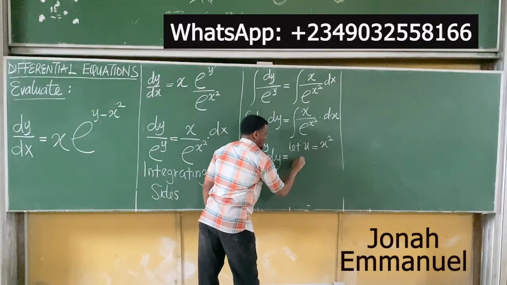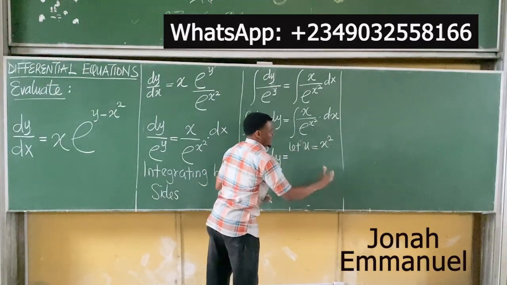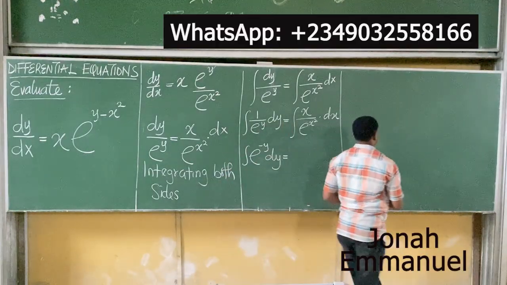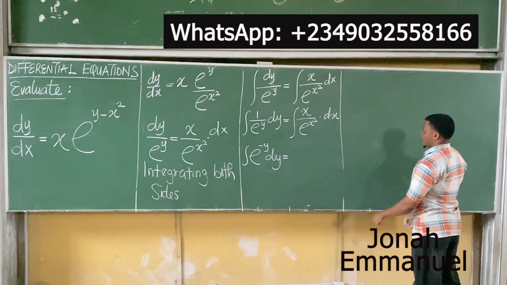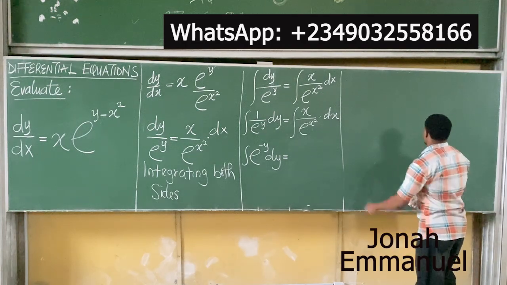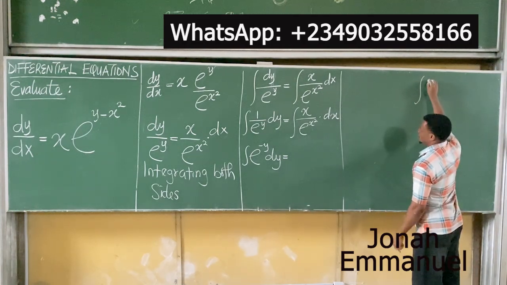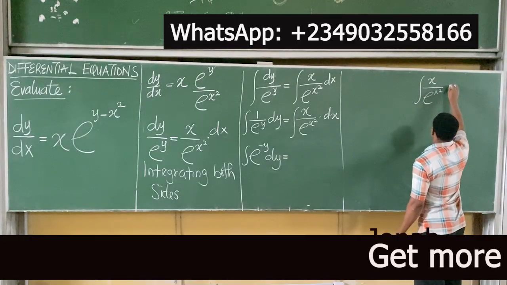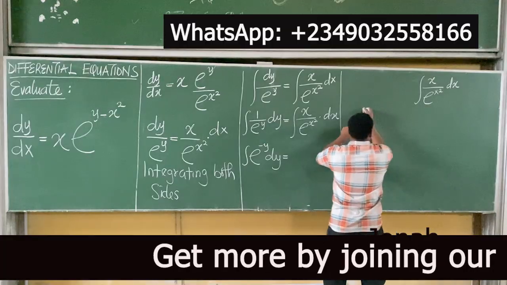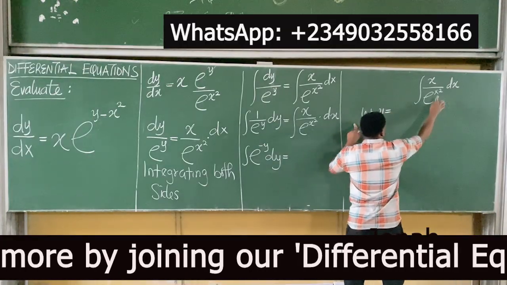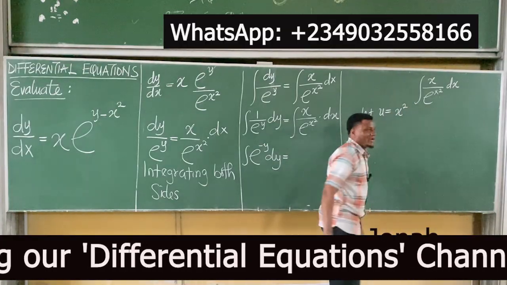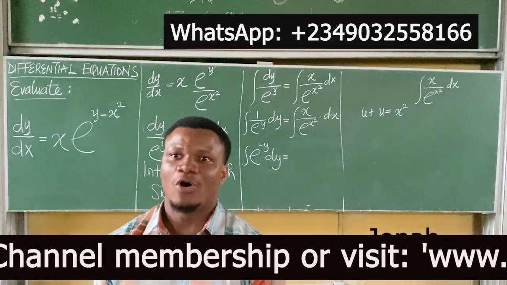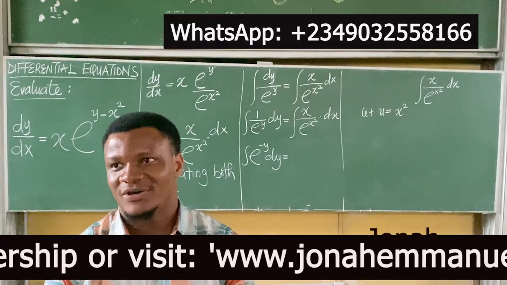Differentiate this, and you have that. No, let me do that outside and bring it here so that I don't mess up this place. So this becomes the integral of x all over exponential x squared dx. We say let u be equal to this one here, x squared. The problem will always be, how do I know what to call u? How do I know that u should be x squared or u should be exponential x squared?